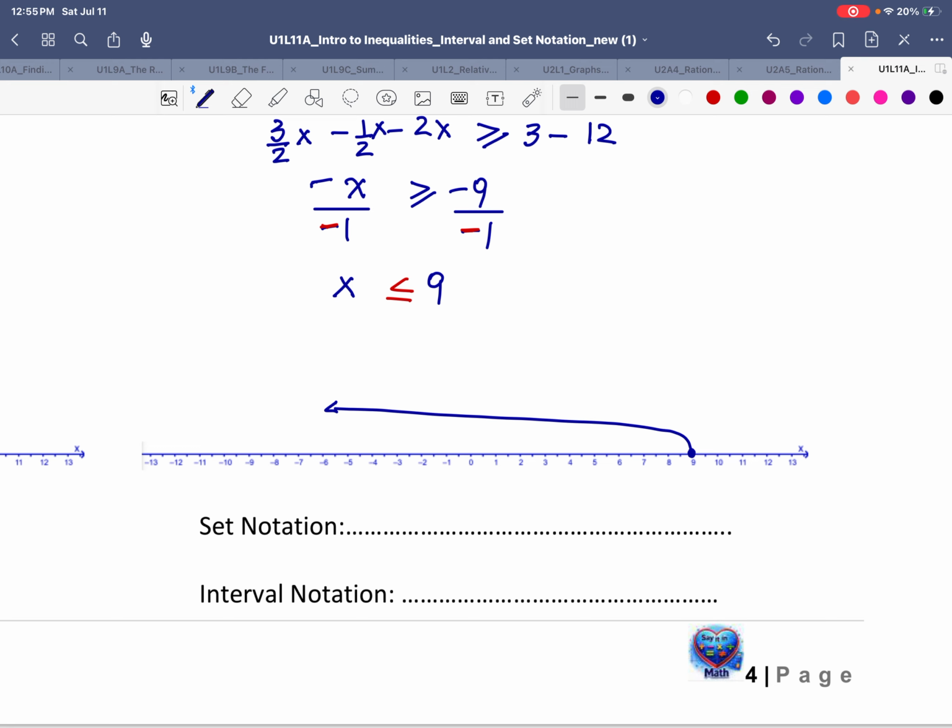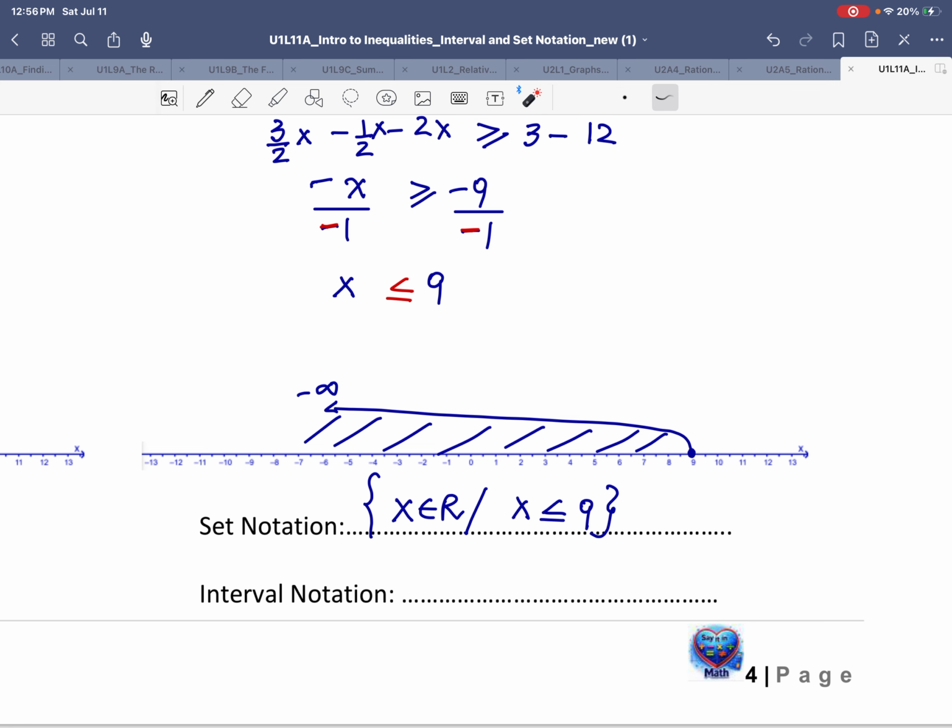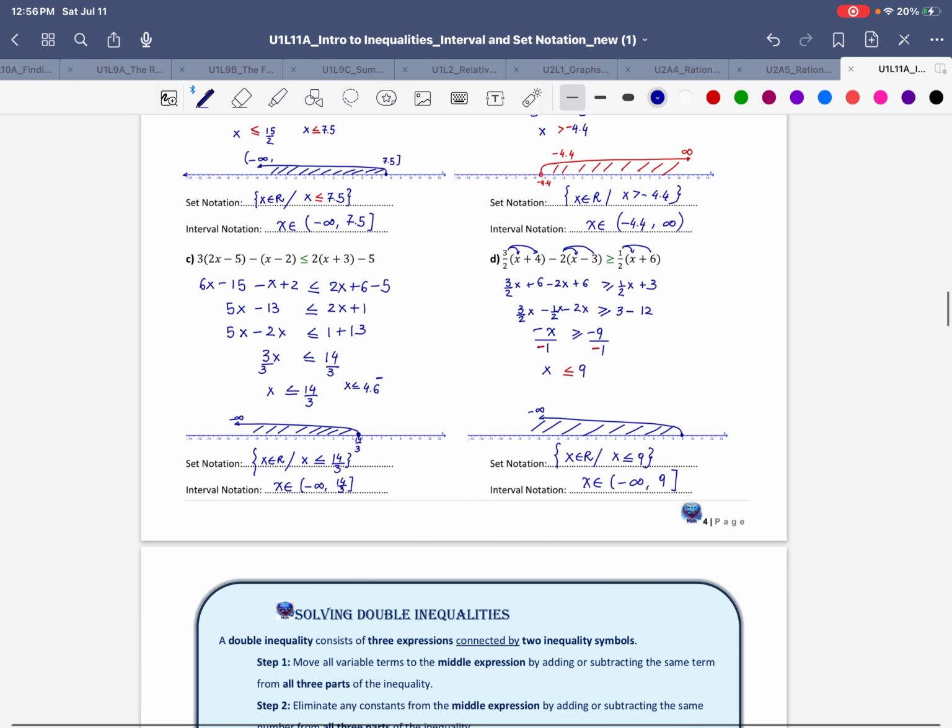So all the x values that work for that inequality will be anywhere from negative infinity to 9. So in set notation, we're going to say x is any real number such that x is less than or equal to 9. You simply write whatever solution you get in here for the answer in set notation. In interval notation, we're going to say that x belongs to the interval starting from negative infinity, comma 9. Don't forget square brackets around this.